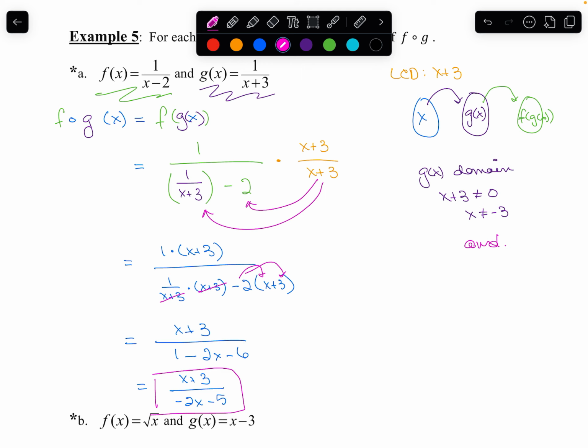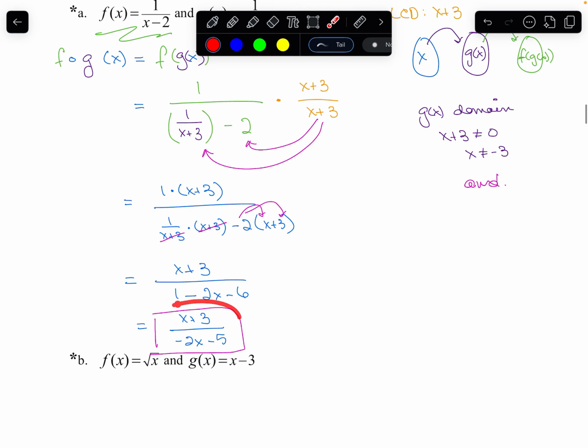And the composition can't have anything undefined or not real. So when I look at that composition here, we can see that we have that denominator with a variable. So I need to find when this cannot be equal to 0, because if it's equal to 0, it's undefined. So we're going to go ahead and say negative 2x minus 5 cannot be equal to 0. So we have negative 2x cannot be equal to 5. So x cannot be equal to negative 5 halves. And so these are the two things. So this is true and this has to be true.